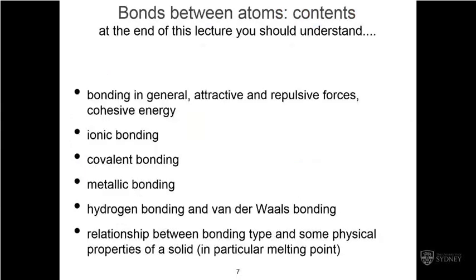Okay, so what we're going to focus on now is just talking about the different kinds of bonding between atoms. I think some of you have probably heard about all of these: ionic bonding, covalent bonding, metallic bonding, hydrogen bonding, and van der Waals bonding.